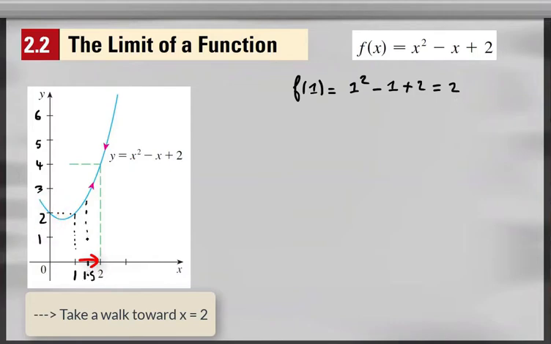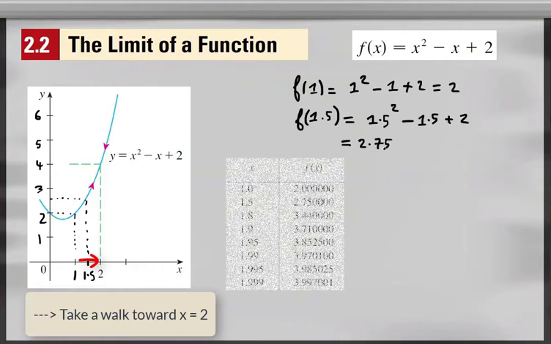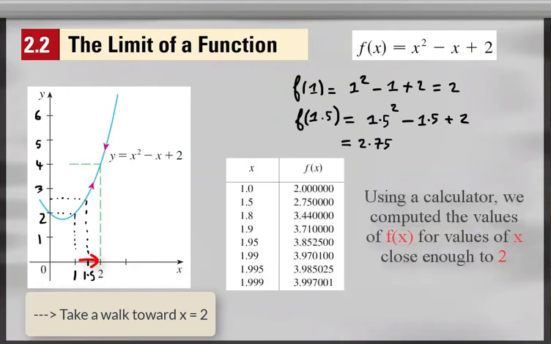If x is 1.5, so we substitute the value 1.5 for x in the expression of f of x, which is 1.5 squared minus 1.5 plus 2, and this equals 2.75. We started at x equal 1, and then 1.5, 1.8, 1.9, 1.95, 1.99, and so x is getting closer and closer to 2.